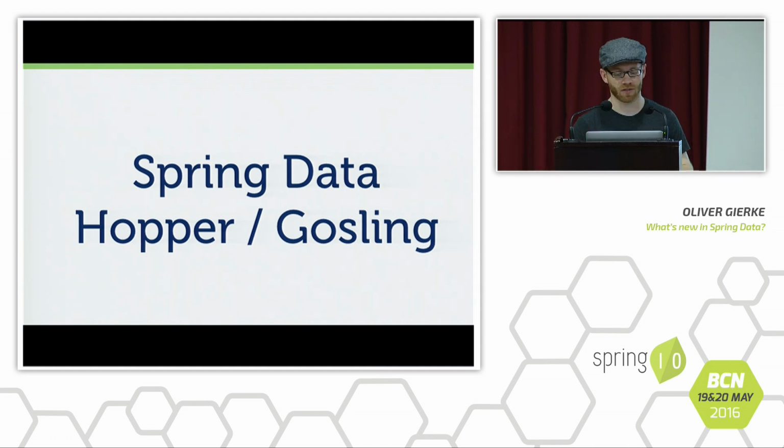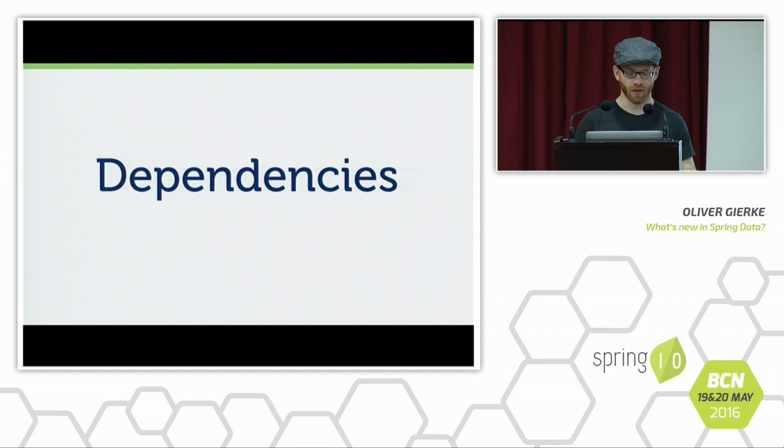There's Gosling involved in there, so you get Gosling out of the box, but if you want to upgrade to Hopper, there's basically a single property in your build config that you have to change to Hopper-SR1, or SR2 coming up in a couple of weeks. So they should be compatible. There are a couple of gotchas this time for the Hopper release, which I'll be going into in the upcoming slides. If you just use JPA, it should just work for you, but some other modules might have a more involved upgrade process.